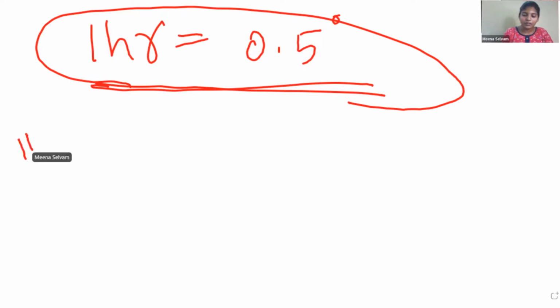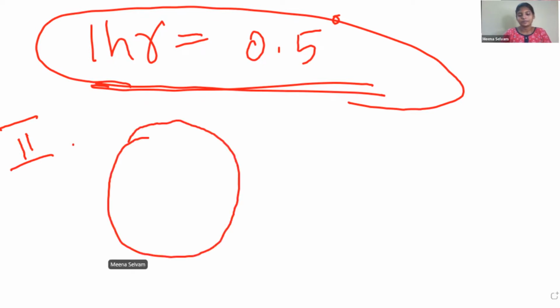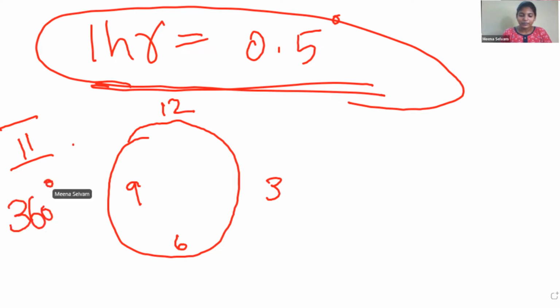Next, let's see the degree calculation. The second type of sum is degree calculation sum. Okay, so a circle has how many degrees? A complete full circle has how many degrees? 360 degree. Okay, one full circle will always make a degree of 360.